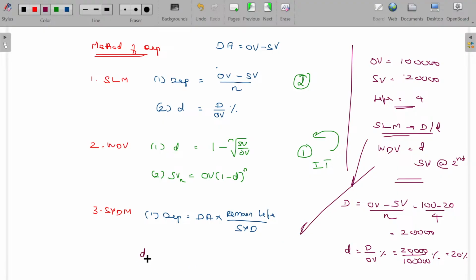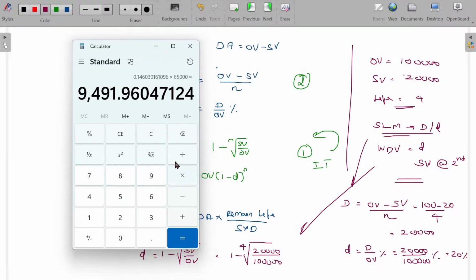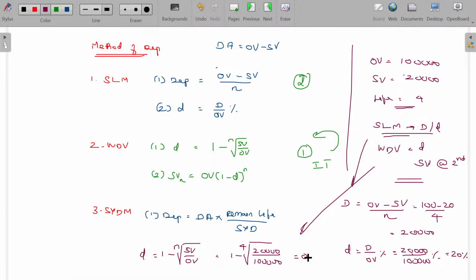In case of WDV, rate of depreciation is equal to 1 minus the nth root of scrap value by original value. So 1 minus, scrap value 20,000 and original value 1 lakh, life being 4. So 20,000 divided by 100,000. For the fourth root, you have to press the root button twice. This is root 2, this is root 2. Then automatically it comes under the fourth root, and this is minus, and with that you add plus 1. So the ultimate value is 0.3313, or 33.13%.